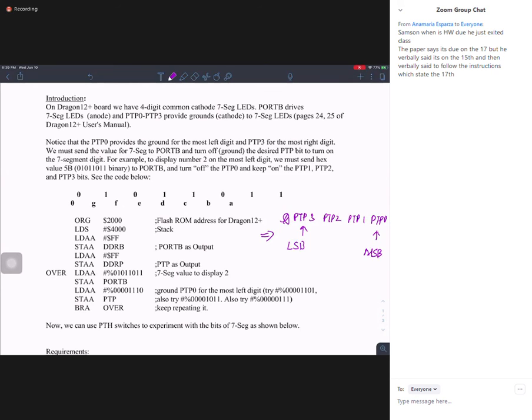Samson? Okay, yeah, go ahead. I'm confused. The most significant bit, I don't know if it's because the video is mirrored, but isn't it on the right? Oh, okay. So I find this is probably going to be a little bit confusing if I try it out.